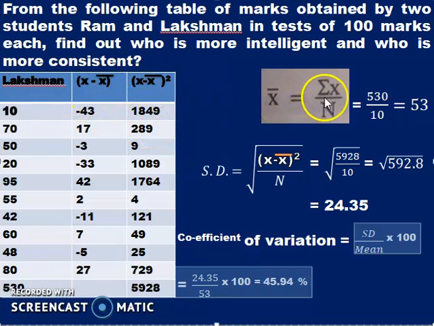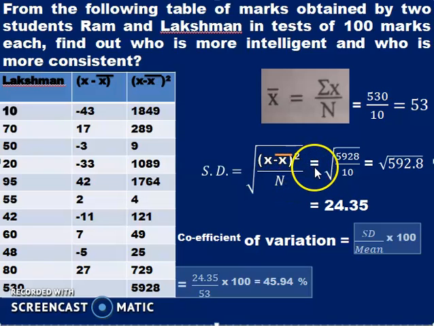So x bar equal to sigma x by n, as you know. So it is equal to sigma x, that is the total of the marks of Lakshman, which is 530, divided by the number of values, which is 10. So equal to 53 is the answer. So standard deviation is equal to root of sigma x minus x bar the whole square divided by n.